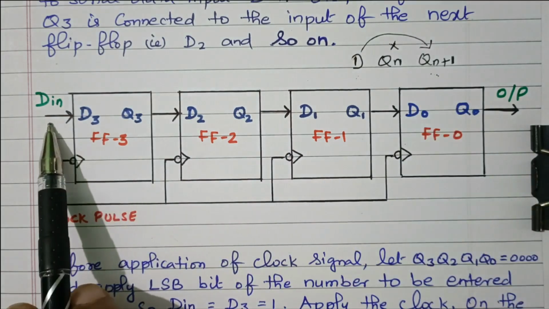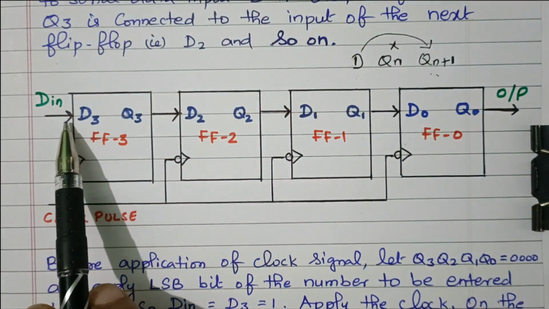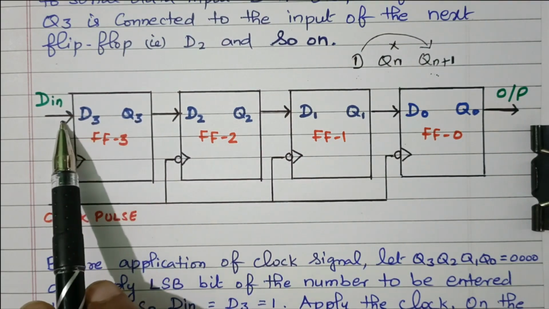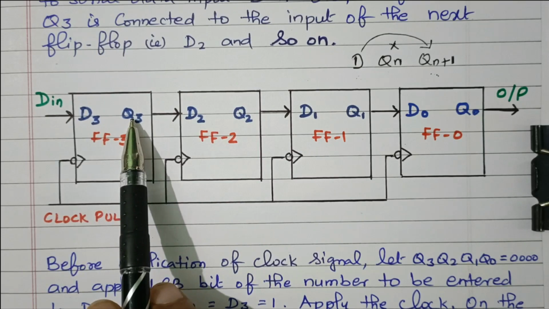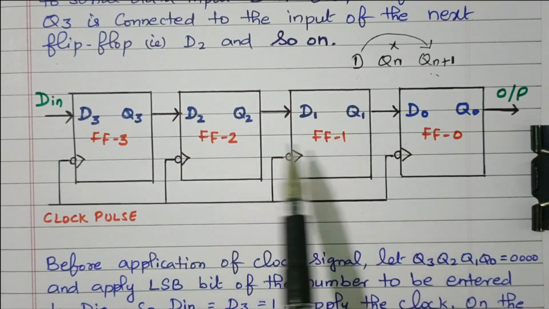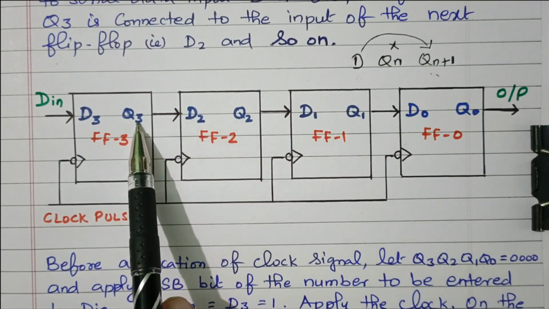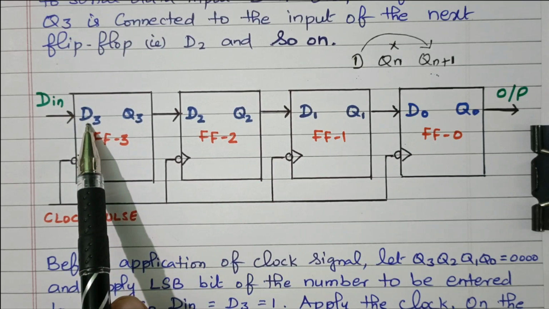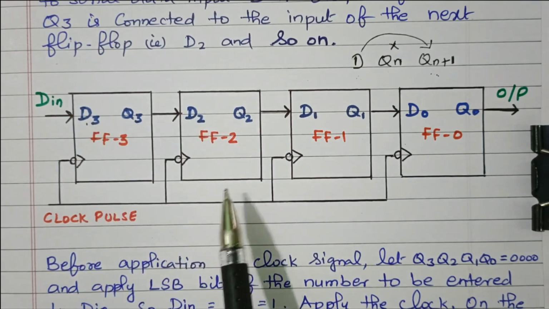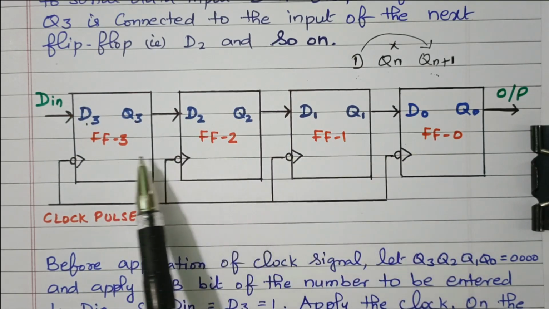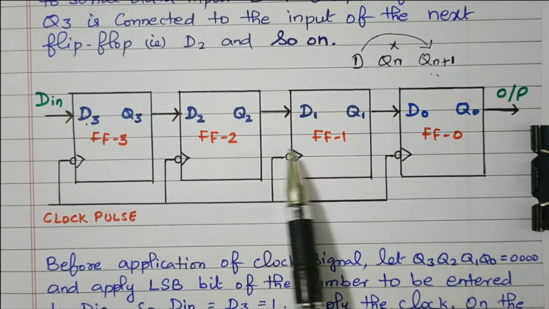So whatever data we are sending, if D3 is 1 then Q3 is also 1. If D3 is 0 then Q3 is also 0. So we are easily passing the data, right? The next state value purely depends upon the D input. It will not bother about the previous state. That is the nature of the D flip-flop, right? So we have flip-flop 0, 1, 2 and 3. Totally 4 flip-flops are available.